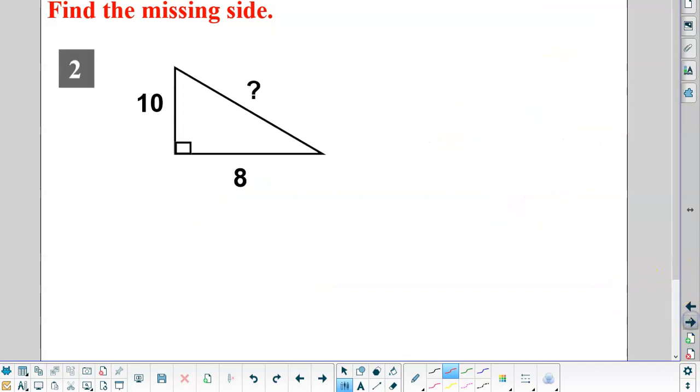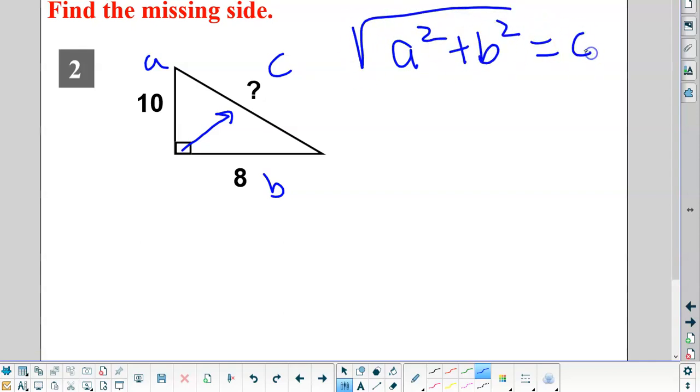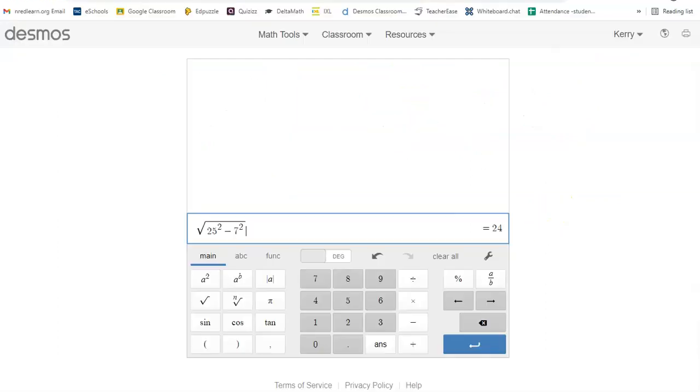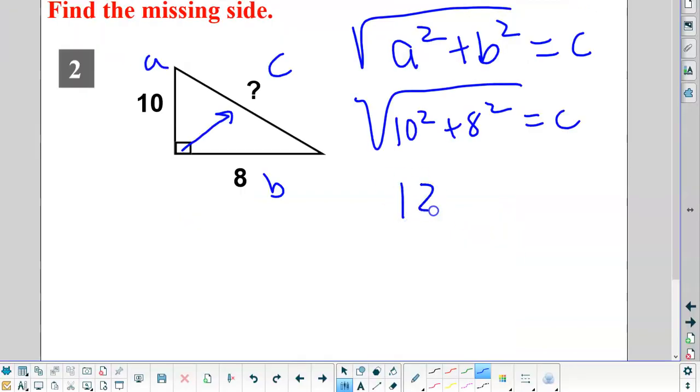Let's take a look at another one. What are we looking for this time? Label your parts and fill them in. If you have both A and B, then that means you get to add them. So we're going to enter the square root of 10 squared plus 8 squared, and that will give us our hypotenuse. Square root of 10 squared plus 8 squared equals 12.8. Our hypotenuse is 12.8.